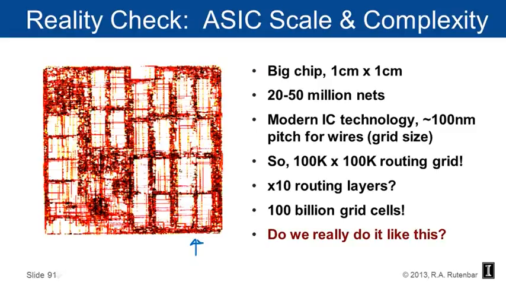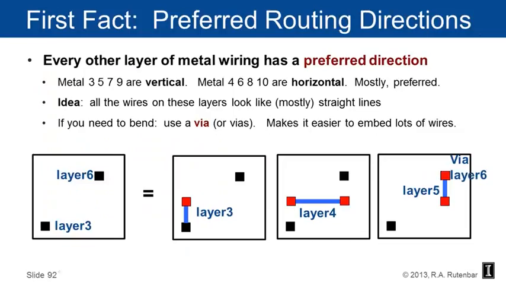So this is one of the reasons I said we care about how big the grid cells are, and we'd like to have as few bits as possible. But do we really just do it like this? The answer is not really. There's some more interesting stuff that happens. The first fact, just as an aside, is that in real industrial ASIC routers, where you have like 10 layers of wiring, every other layer of metal wiring has a preferred direction. So let's say, for example, metals 3, 5, 7, and 9 are vertical, metals 4, 6, 8, and 10 are horizontal.